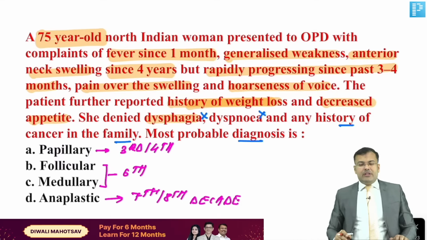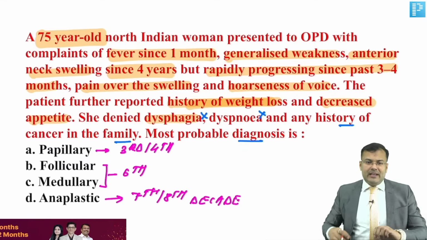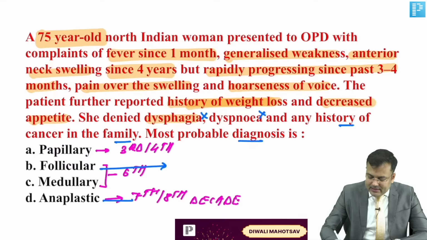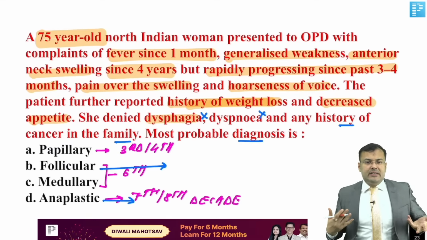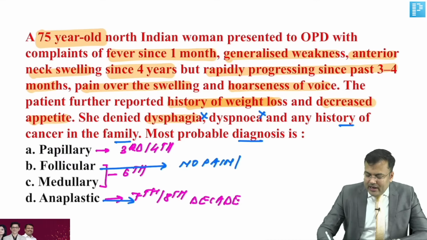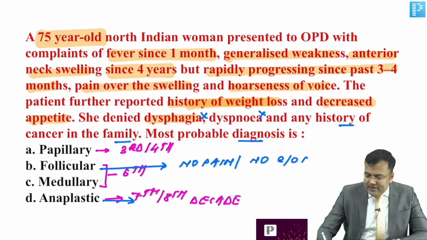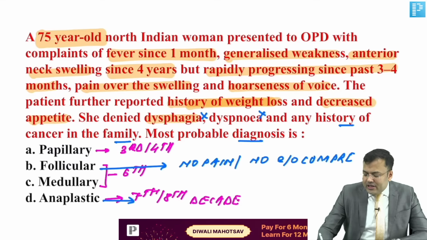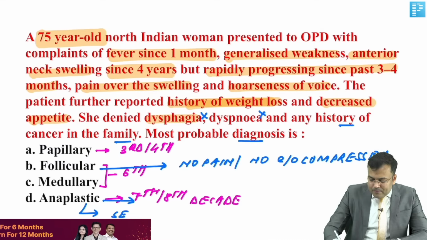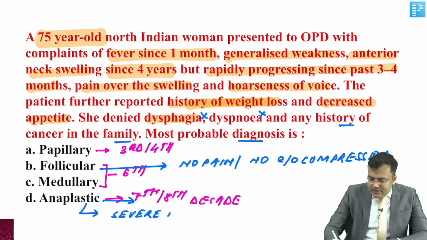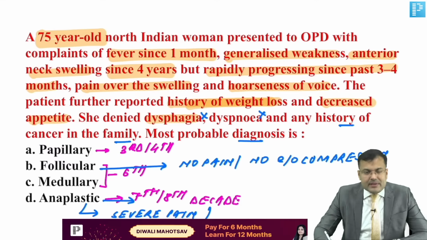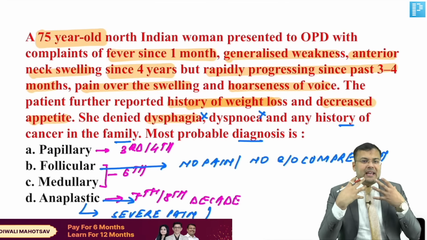Now, out of these 4, which 2 are having sudden increase in size of swelling? Follicular and anaplastic. Both of these have a history of sudden increase in the size of swelling. In follicular, usually there is no pain over the swelling and no evidence of compression, which means the midline structures are not invaded. But what is the problem in anaplastic? There is severe pain over the swelling, and simultaneously these patients have evidence of compression because there is direct invasion of trachea.